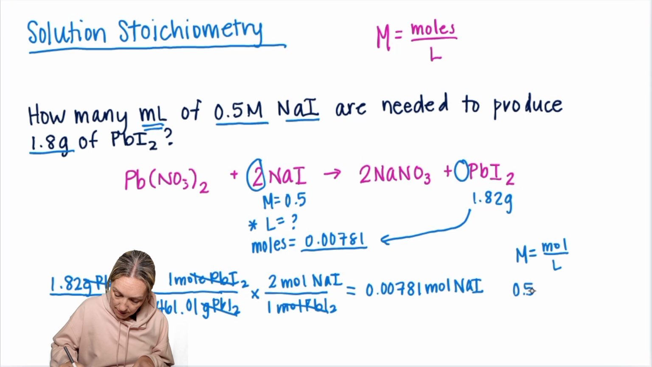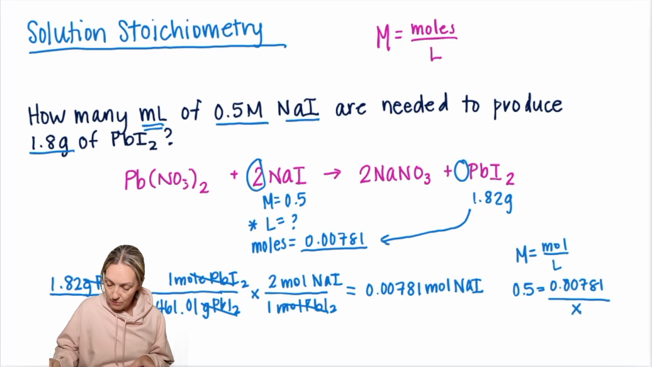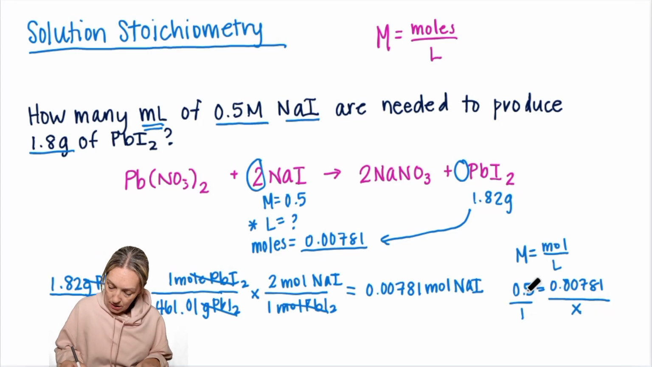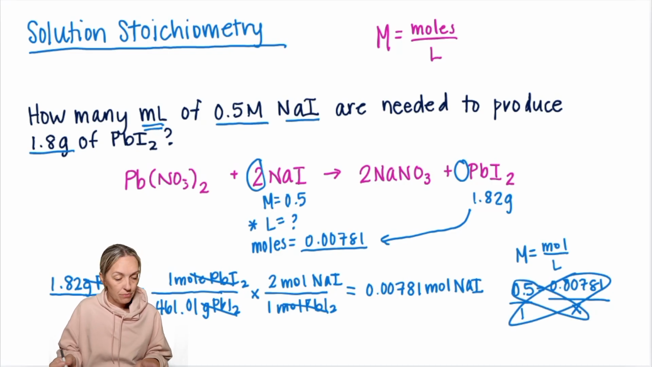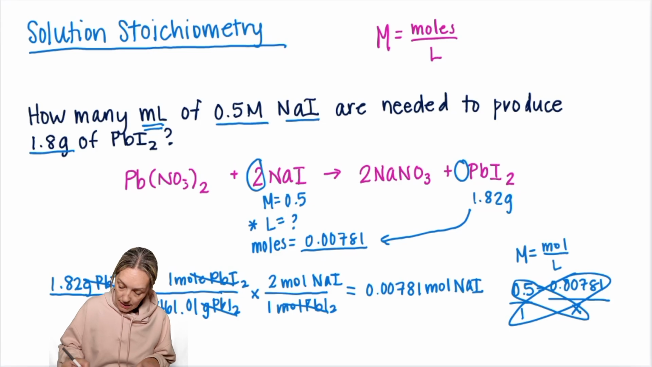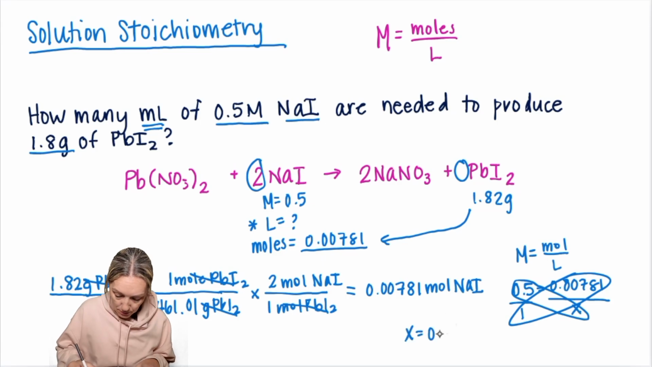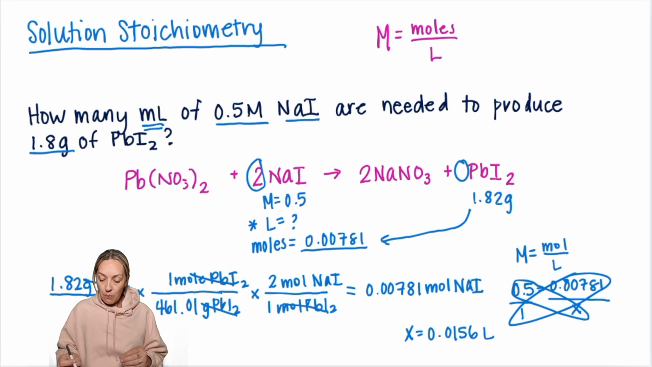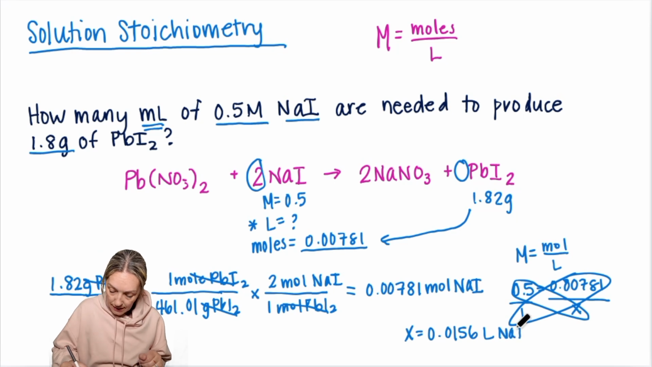So I have 0.5 as my molarity. I know the moles, 0.00781, and I'm looking for the liters. If you're not sure how to solve this algebraically, I would suggest putting your molarity over 1, and then you can set it up as a cross multiplication problem. When I do that, I end up with x equals 0.0156. The unit on that is liters.